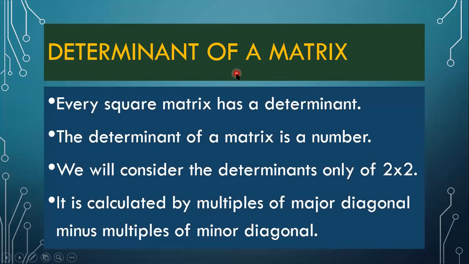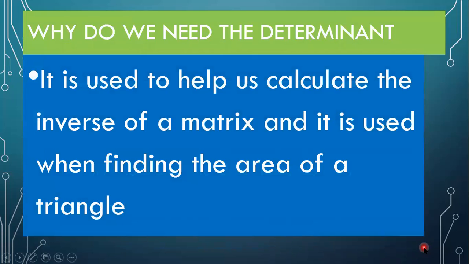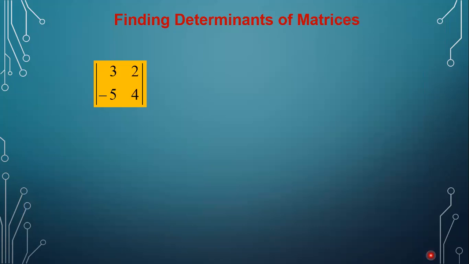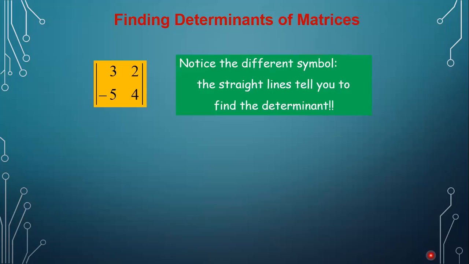If you look at the determinant of a matrix now, every square matrix has what we call a determinant, and a determinant can only be determined from a square matrix. So the determinant of a matrix is a number, and we will consider in this case the determinant of a 2 by 2 matrix, and we always use the formula the multiples of the major diagonal minus the multiples of the minor diagonal. So the determinant is always important, especially when we are calculating the inverse of a matrix, and it is used when finding the area of a triangle. So let's look at an example where we find the determinant of a matrix.